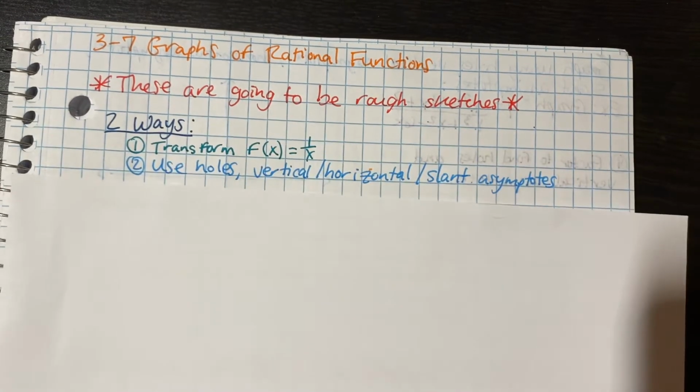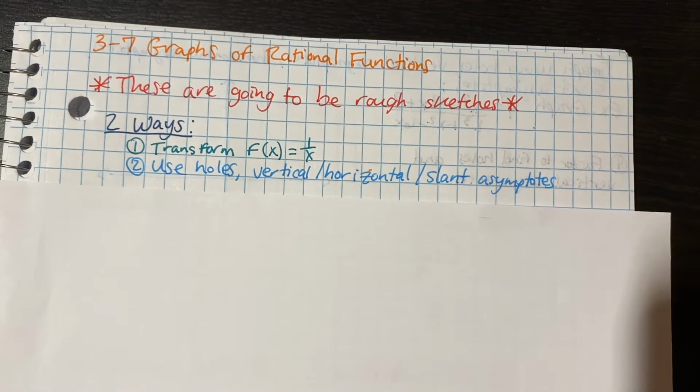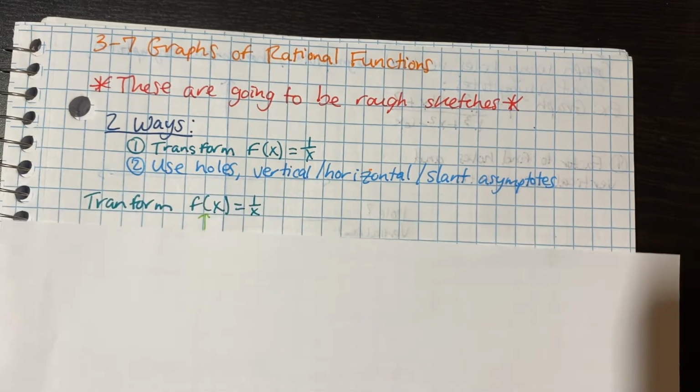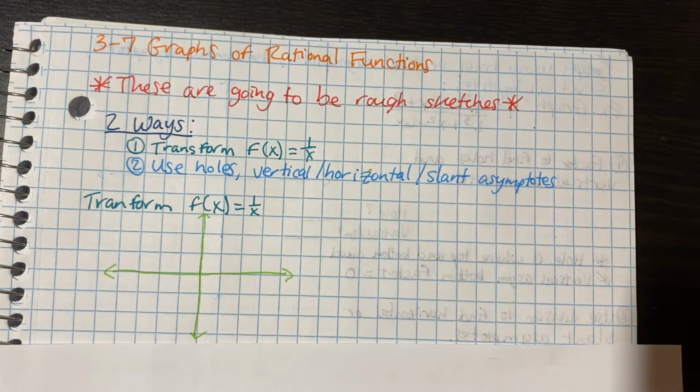All right, so there are two ways to do these rational functions. The first way is to transform the parent function of 1 over x. The second way to do it is to use holes, vertical, horizontal, and slant asymptotes. We'll go over all of that. So, number one, transform 1 over x.